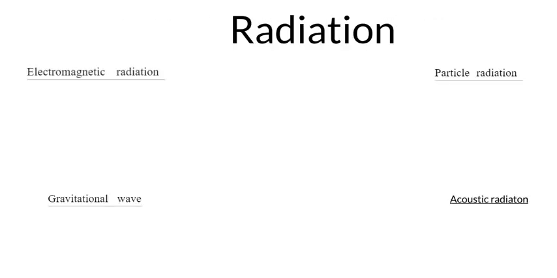So as you might have learned today, there are four types of radiation: electromagnetic radiation, particle radiation, gravitational wave, and acoustic radiation.